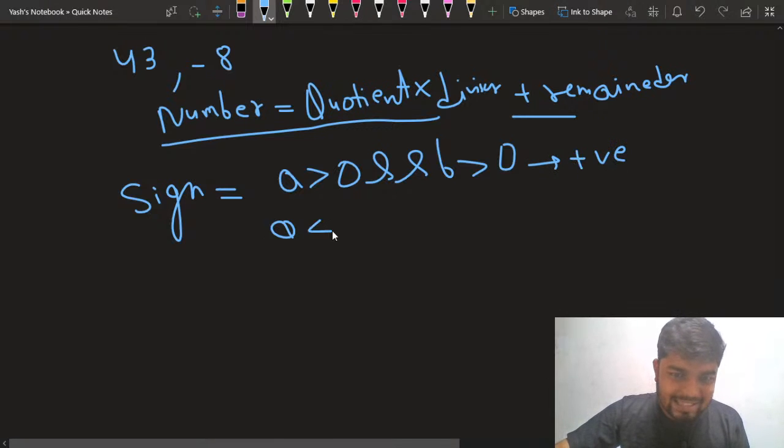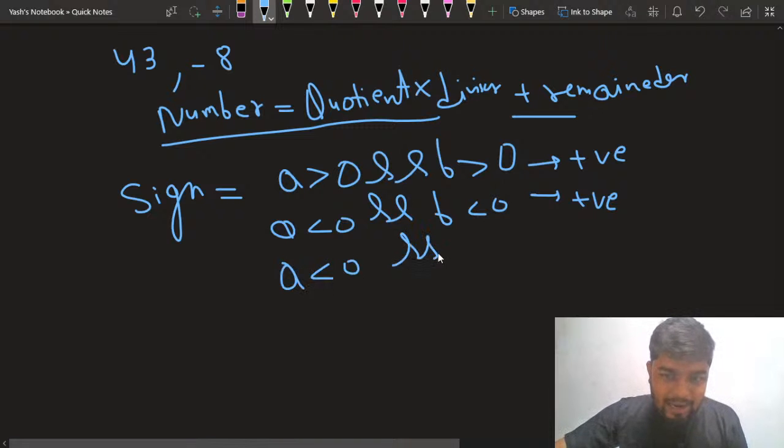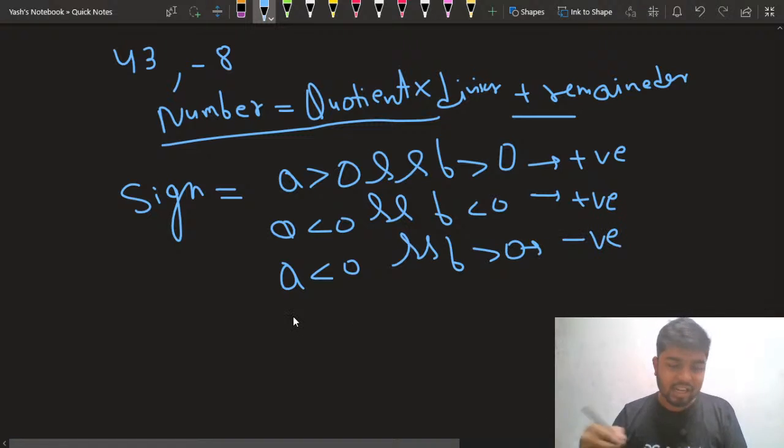If my A is negative and my B is also negative, in that case the sign will be positive, again the final sign that I'll be giving. In other cases, if my A is negative and my B is positive, then I can have a negative sign in the end. Whatever answer I get, I'll give it as minus.